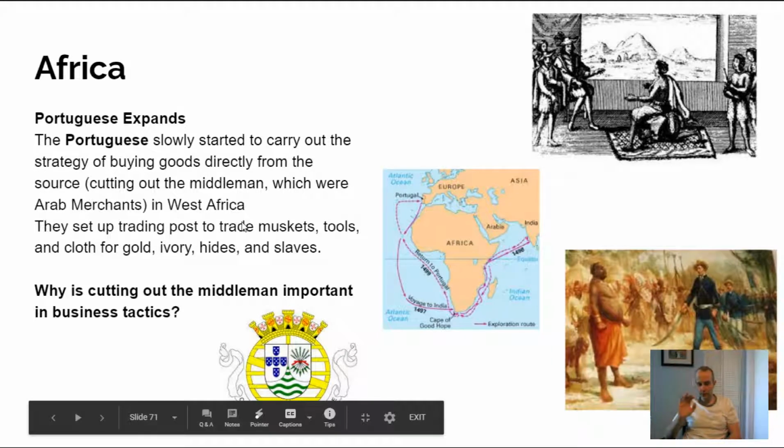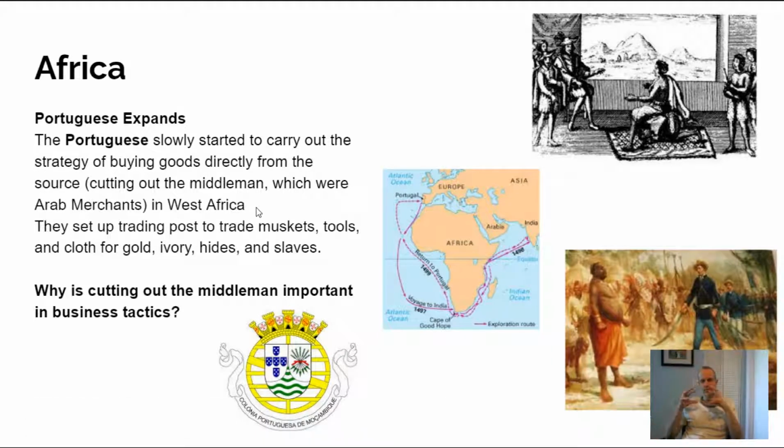Now as the world is found out, these empires slowly start to expand their connections all around the world. So the age of exploration is exploring, but it's also colonizing after the exploration, claiming these different territories. The Portuguese slowly started to carry out a strategy of buying goods directly, and this is when they would set up these trading posts. And it's important because they would say, hey, go to India, buy it when it's low, hold on to it in these ports, and then I'm going to come around with a boat, pick it up, and sell it to the Europeans and make a lot of money.